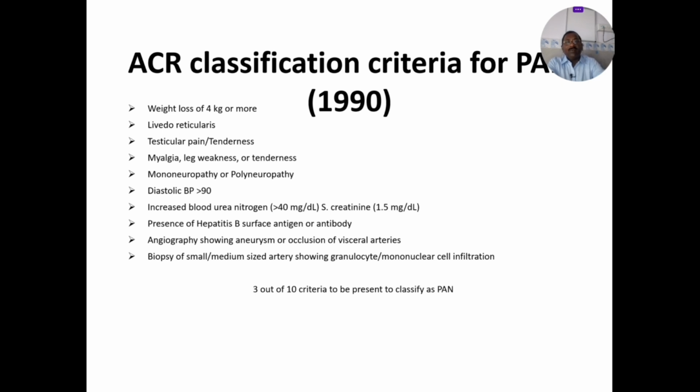Weight loss, livedo reticularis, some testicular pain or tenderness, myalgia, mononeuropathy multiplex or polyneuropathy, diastolic BP more than 90, and then the elevated urea creatinine levels. So these are the criteria for your PAN.